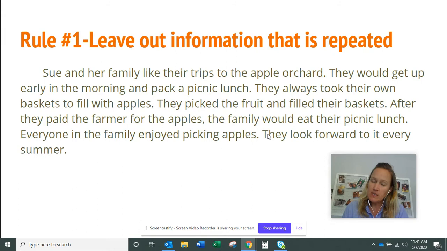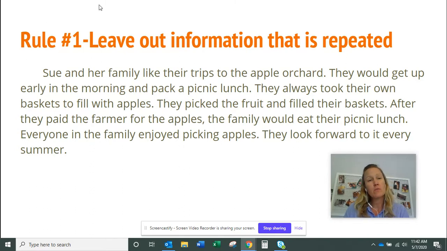Look at the last sentence. Sometimes the last sentence can help you, maybe give you the main idea or be a bit of a summary. They look forward to it every summer. That's not the case either. It's not just about how much they like it. There's other things that the author wants us to know about it in there, okay?